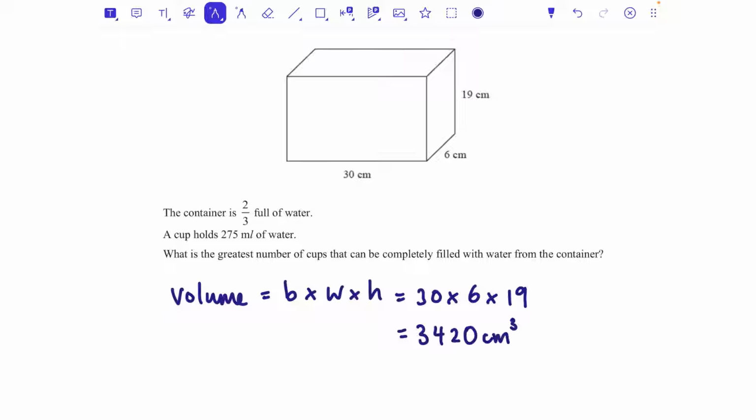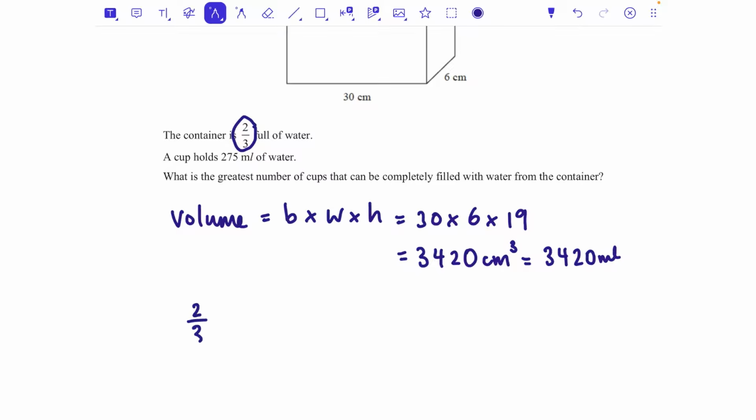3,420 centimetres cubed. But the lovely thing about centimetres cubed is that that is the same as millilitres. So that's also 3,420 millilitres. Now, this is not full. It's only 2/3 full. So I now need to do 2/3 of 3,420. Now, remember, when we find a fraction of a number, you divide by the bottom and then times that by the top. So 3,420 divided by 3 is 1,140, then times that by 2, and that is 2,280 millilitres.